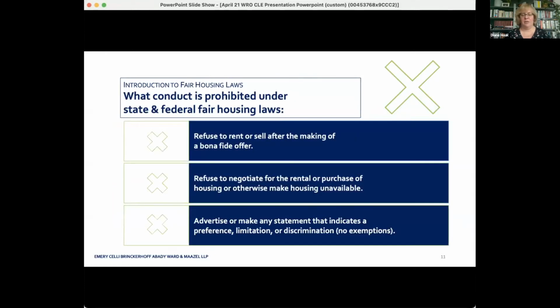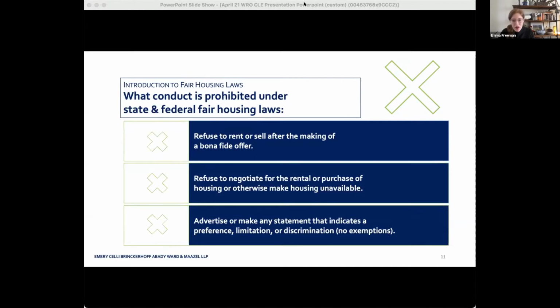So with that, I'm going to turn it over to Emma to talk about what the prohibited conduct is within these statutes. Thanks, Diane, and hey, everybody. So the next set of slides, as Diane said, is really an overview under both state and federal fair housing laws of specifically what conduct is prohibited.